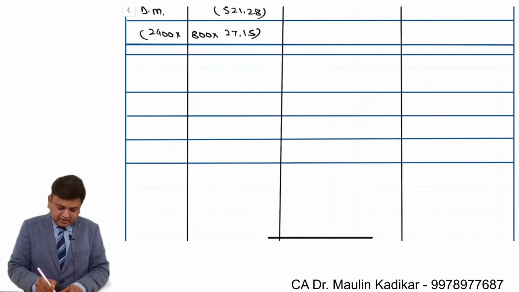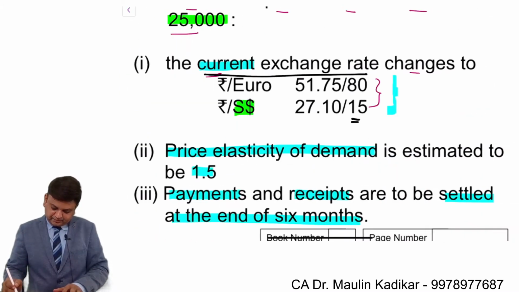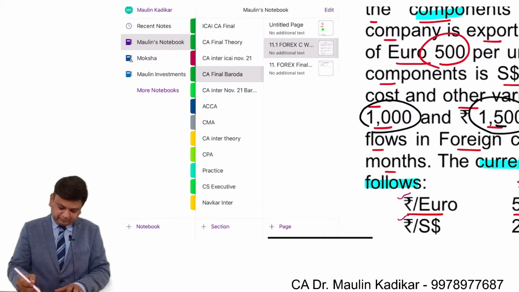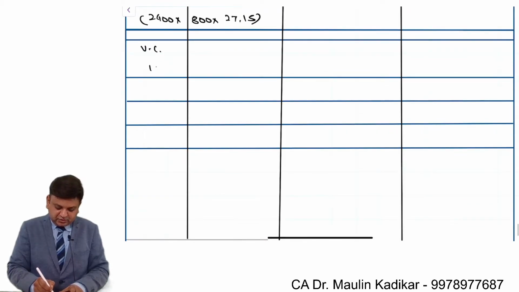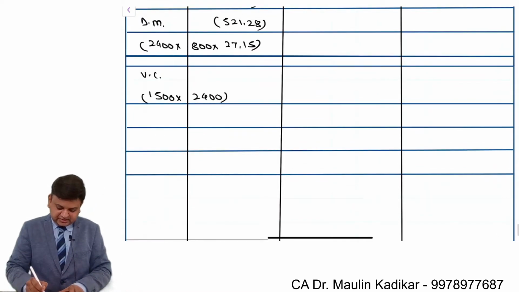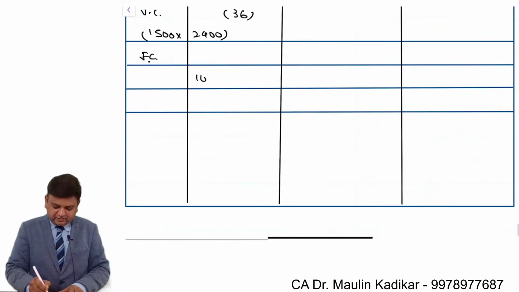Next, variable cost, that is an amount of I think 1,500 per unit. So it is 1,500 rupees per unit into 2,400. That comes to an amount of 36 lakhs. Fixed cost 1,000 rupees per unit into 2,400. That comes to 24 lakhs.